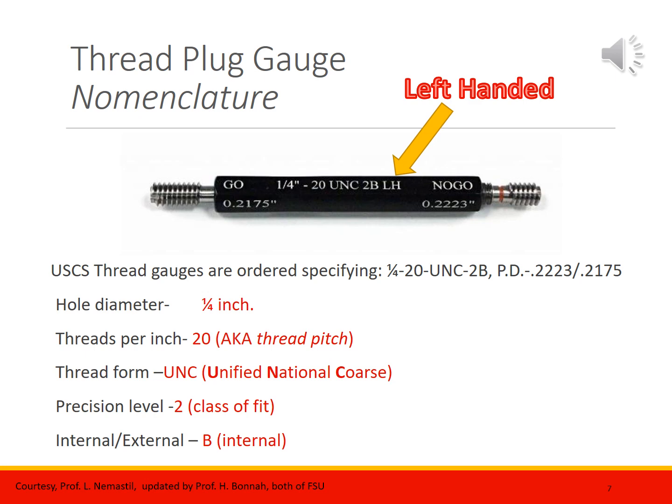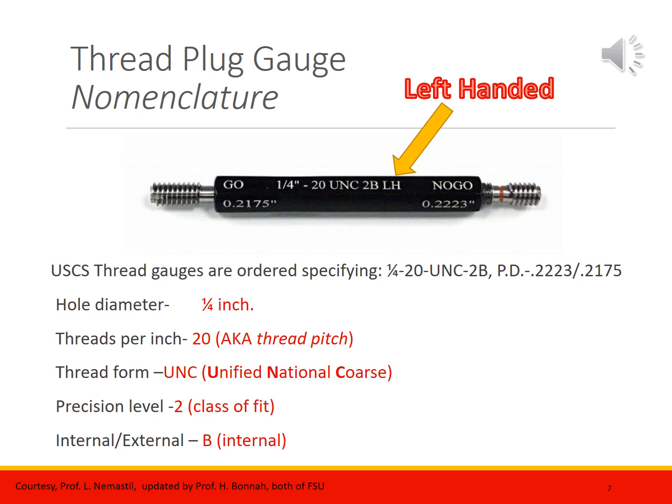Now, pitch is expressed in numbers of threads per inch. For example, quarter 20, UNC. You've probably heard people say, "Hand me that quarter 20, would you?" Well, the 20 being 20 threads per inch, or 20 TPI.